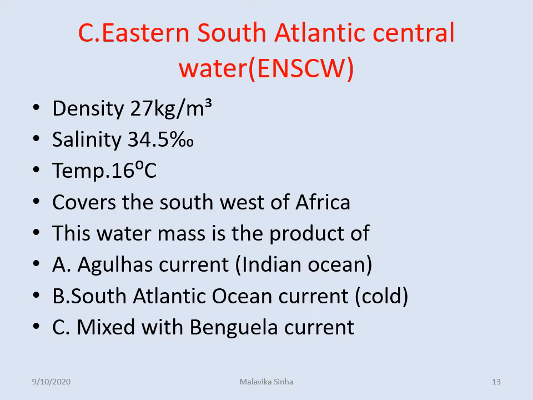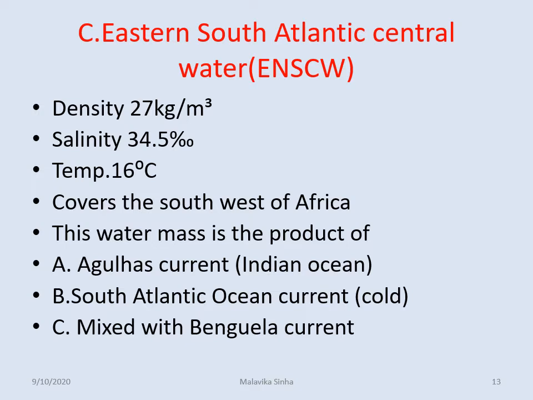Next one is the Eastern South Atlantic current. The Eastern South Atlantic current is found in the southwest coast of Africa, and it's related to the zone of the Agulhas current. Here I would like to mention that the water mass zones of the Atlantic are related to the ocean currents of the Atlantic. So it's related to the Agulhas current in the western part of the Indian Ocean.